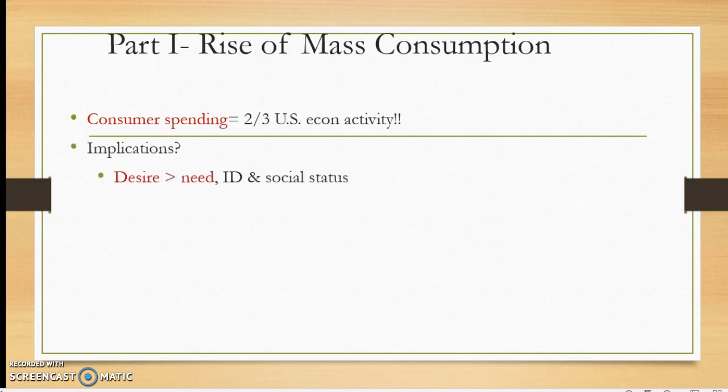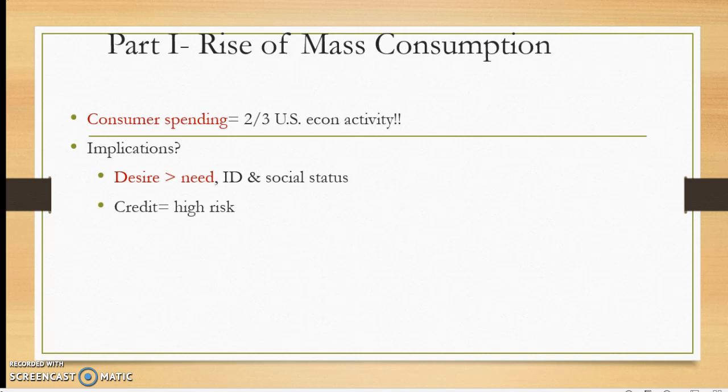First, we recognize that in an advanced society, in a relatively affluent society like ours, desire is greater than need when it comes to consumption. The goods we consume often reflect our desire, more than just food, shelter, and basic accommodations. And that consumption is part of our identity and our social status.